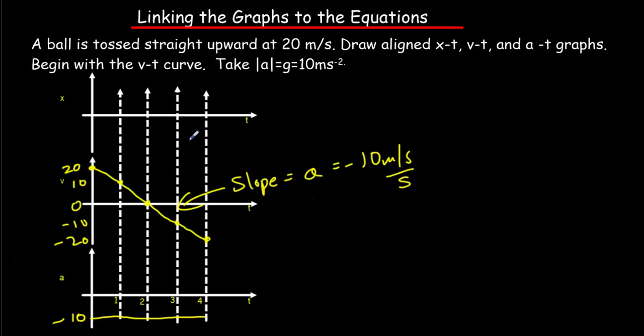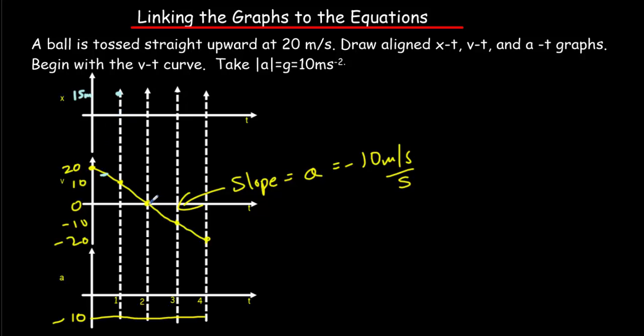Now, let's consider the position. And I'm going to consider the first 1 second interval. It's decreasing its velocity at a constant rate. So the average velocity would be halfway in between 20 and 10. In other words, it'd be right here at 15 meters per second. And if you go at 15 meters per second for 1 second, you'll go 15 meters. So this should be at 15 meters after 1 second.